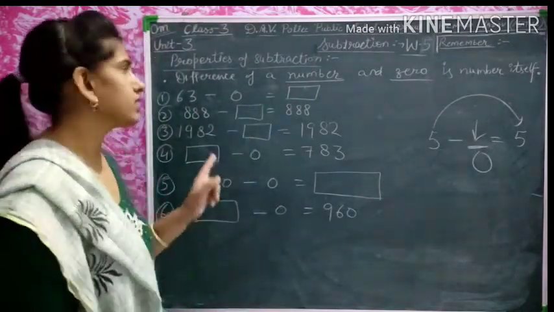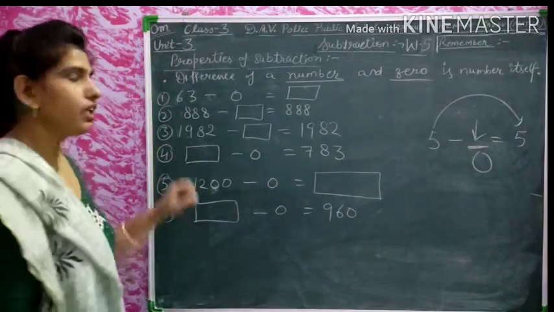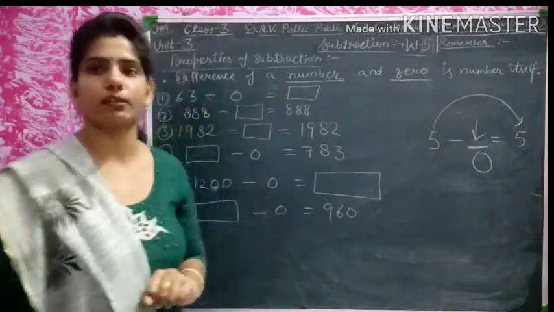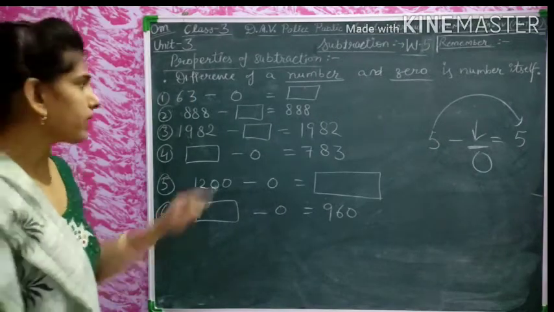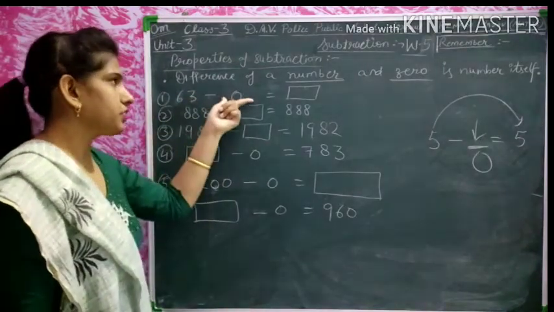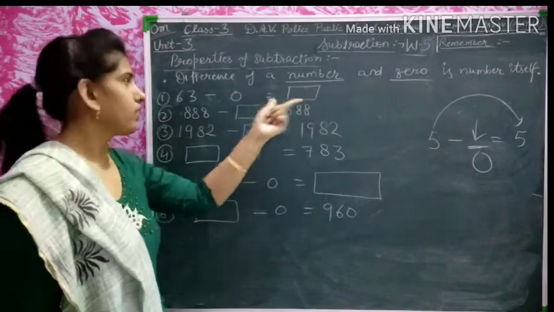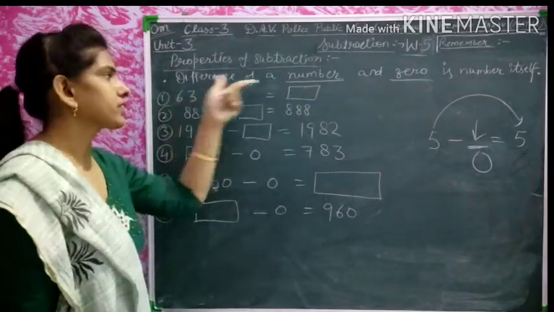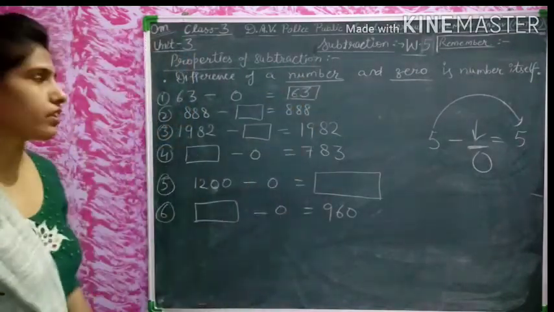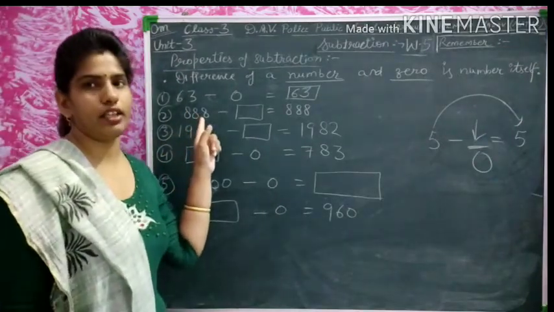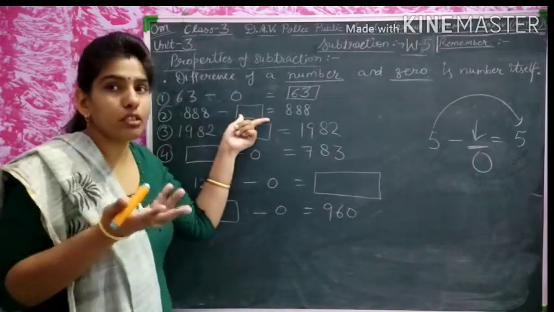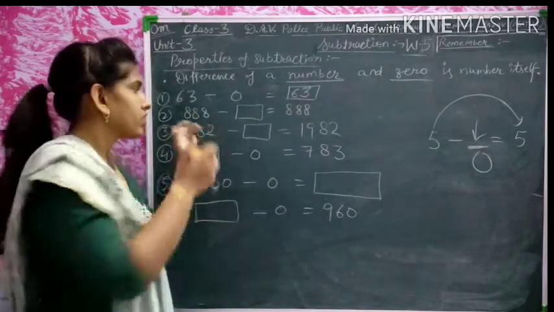Okay, students, let's see there. This is question number 1 here. We have to do 63 minus 0. What will we get here? Yes, 63 minus 0. 0 is subtracted. Difference between the number and 0 is the number itself. It means we have to put the number 63 as well. Now, this number is 888. The difference between any number and 0 is the number itself.